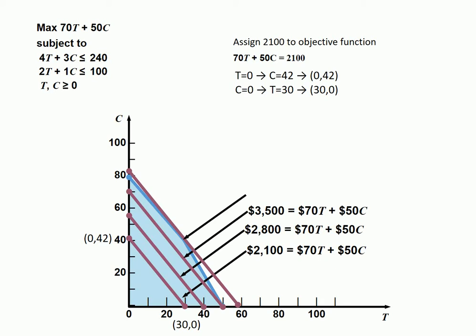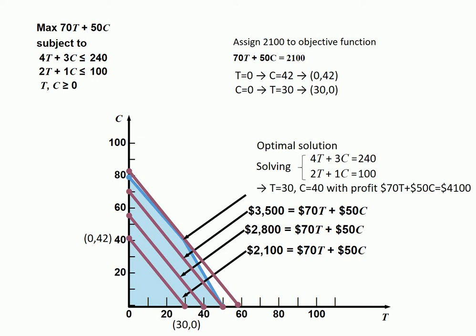How do we find its coordinates? Well, it's very simple. It's the intersection of the two blue lines. So we can simply solve this simple system of two equations. You solve it, you carry out the algebra, you'll find that it's t equal to 30, c equal to 40, with a profit of 4100. That is our optimal solution and the optimal objective value.